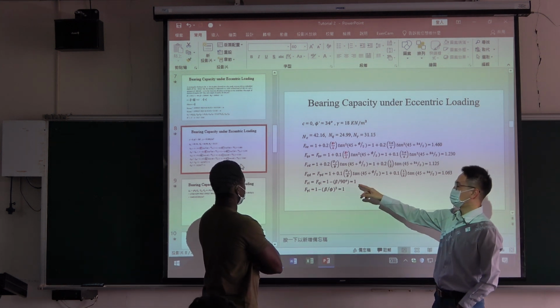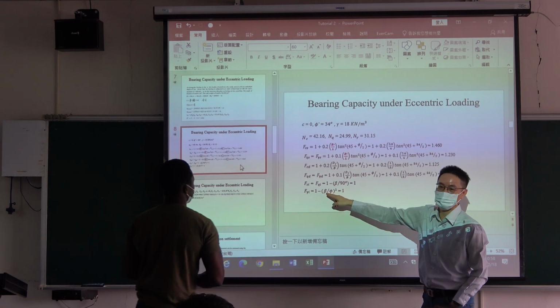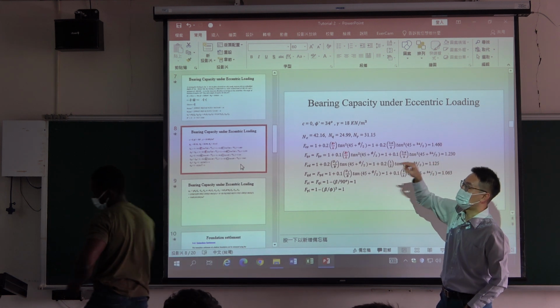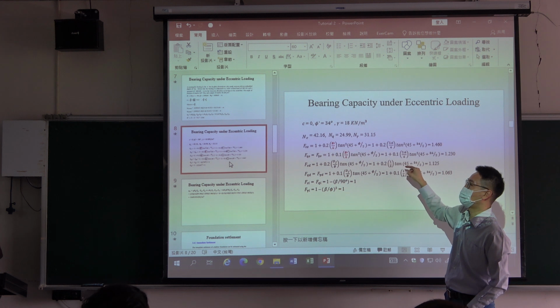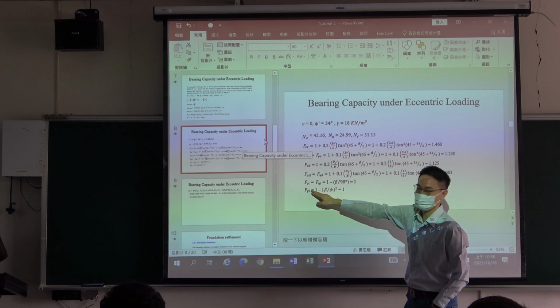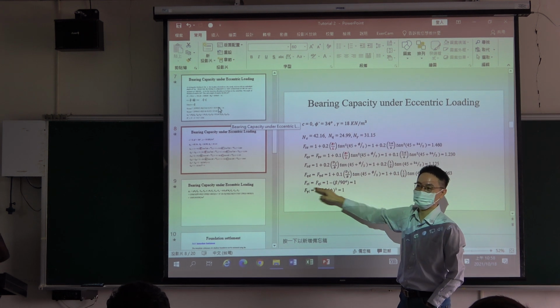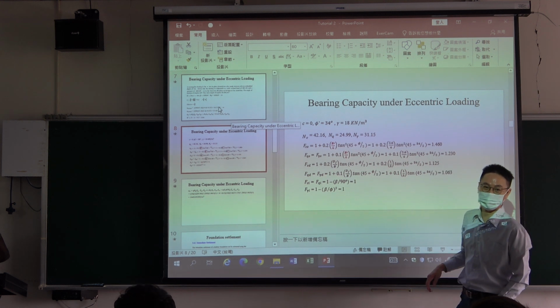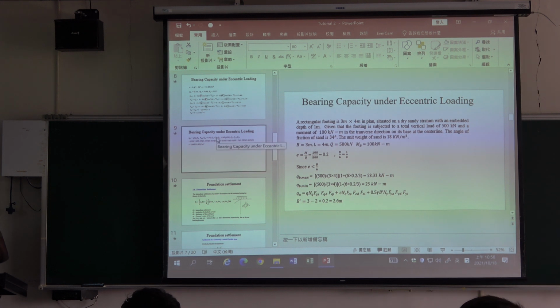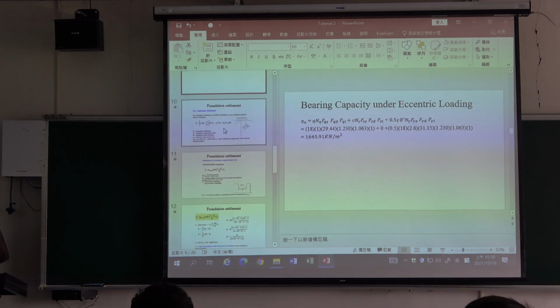So this part we don't need to care about, because in 0.5 phi gamma N gamma, N gamma is 0. So it doesn't matter how it looks like. This part disappears because N gamma is 0. If there is no more problem on this part, I think we can just quickly take a look at the settlement part.